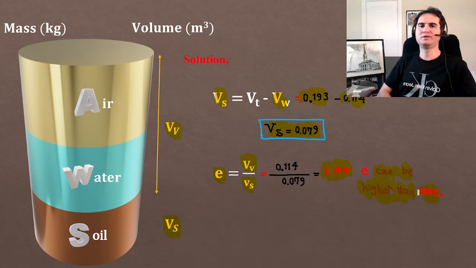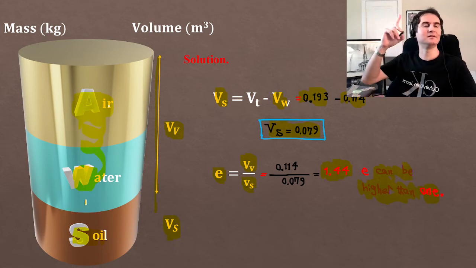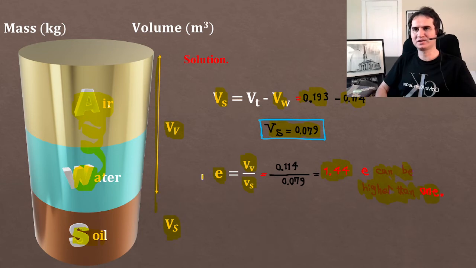You can easily see that for a void ratio, there is a possibility to get a numeric value higher than 1. The physical interpretation is that you can have a bigger volume of void in comparison to soil. So the combination of air and water can be smaller or bigger than the soil itself. That's the concept of a void ratio.